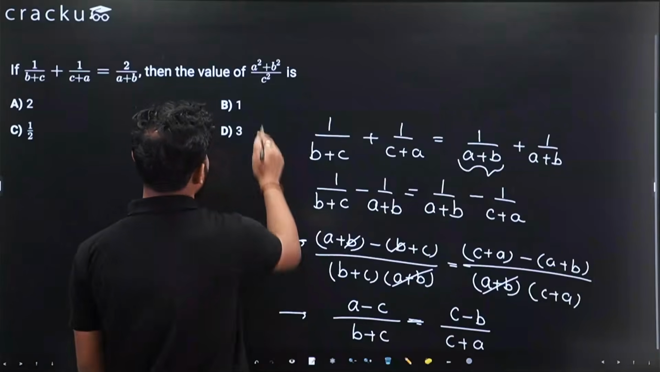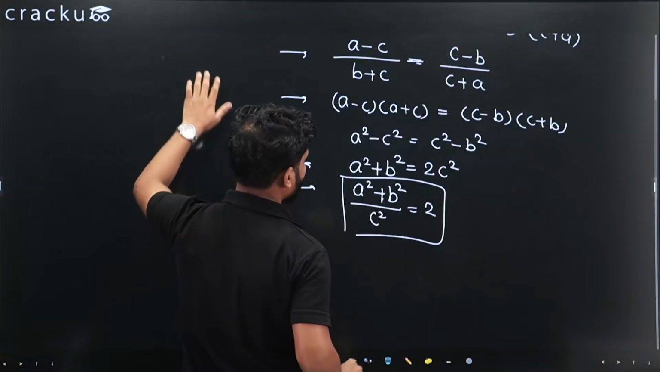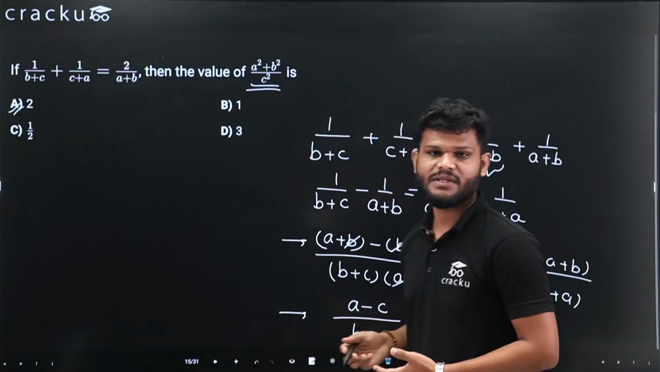What are we asked? We are asked A square plus B square upon C square is what? So A square plus B square upon C square is 2. It is given in option number A. So option number A will be the correct choice here.